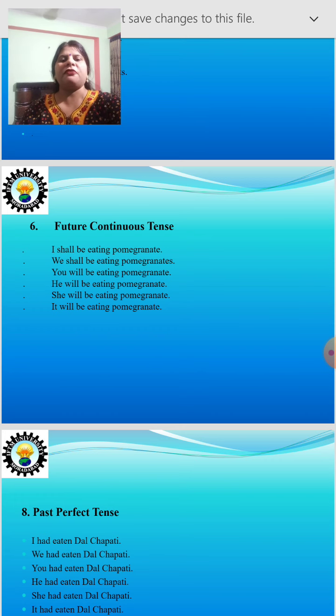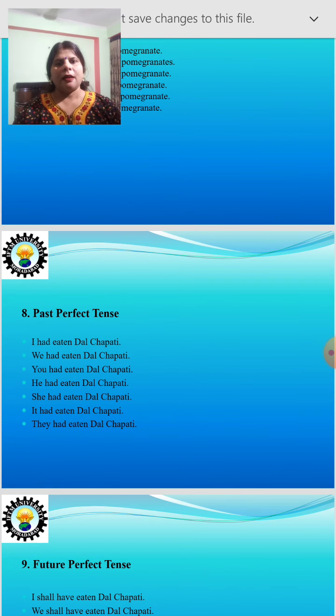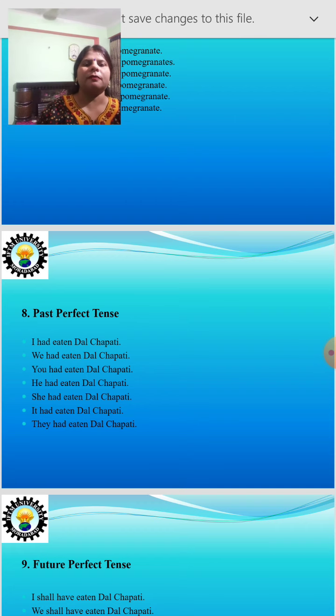In past perfect tense, we use had plus third form of the verb. I had eaten dal chapati. We had eaten dal chapati. Means in past perfect tense, we use had plus third form of the verb.